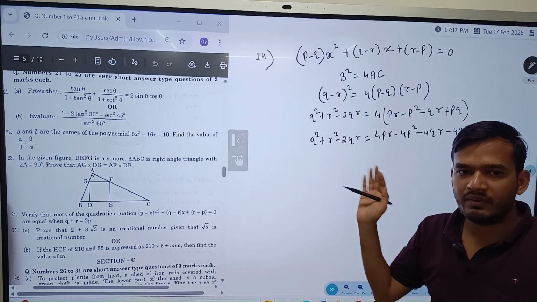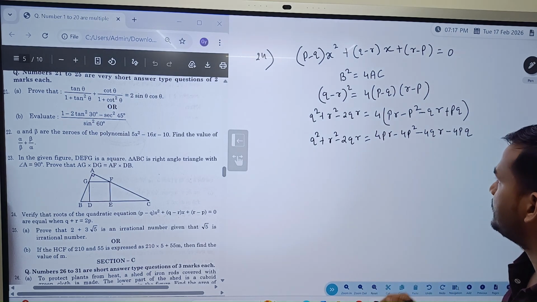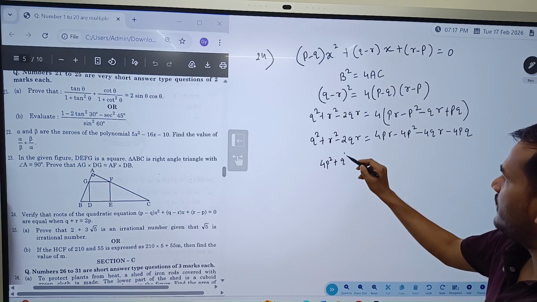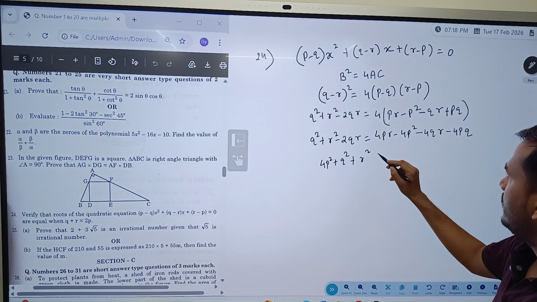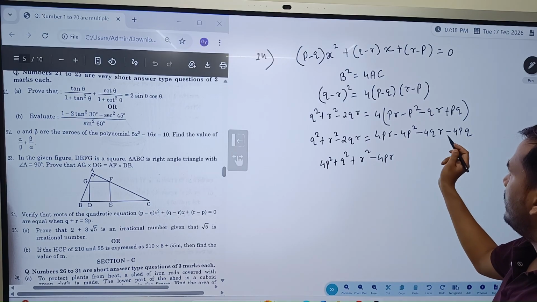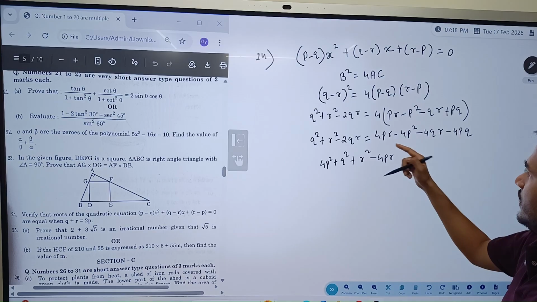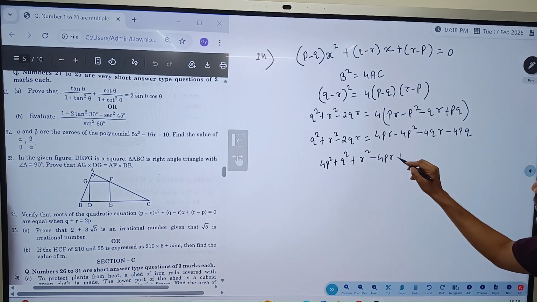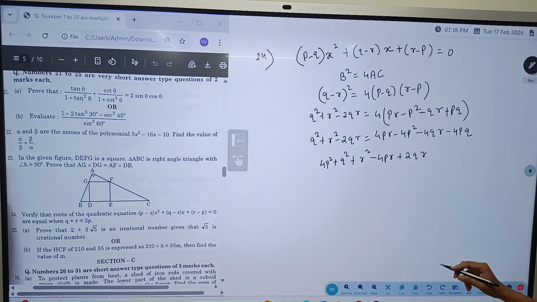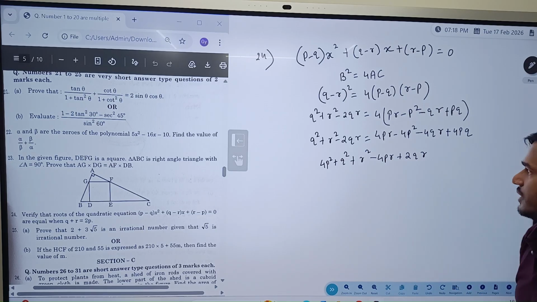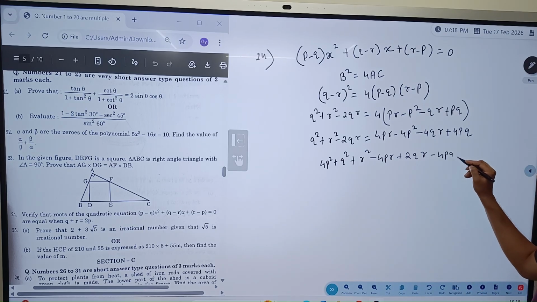Now take everything on the left hand side. So we'll get 4P square plus Q square plus R square minus 4PR, and this becomes minus 2QR plus 4QR. It will become plus 2QR and this is plus 4PQ. So when we take it on the LHS, it will become minus 4PQ. This is equal to 0.